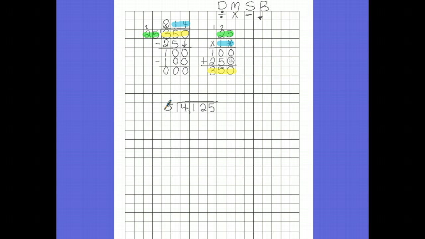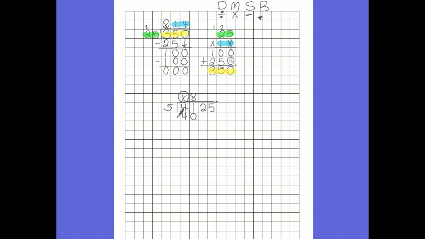Can 5 go into 4? No, it can't. Like I said, you can put an X or a 0. Go up to my dad, mom, sister, brother. I still need to divide, so how many times can 5 go into 41? 8 times. 8 times 5 is 40.